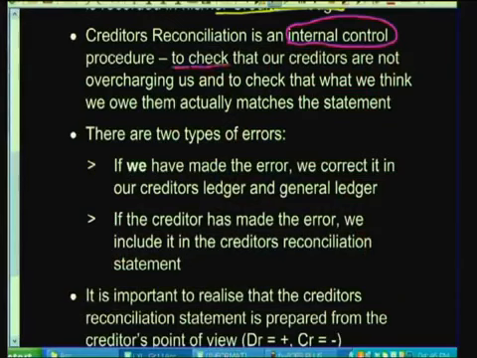Creditors reconciliation is another example of internal control, and the whole purpose of this is to check that our creditors are not overcharging us. If you think that you owe a shop 100 Rand and suddenly they send you an account for 1,000 Rand, you're going to get a huge fright because that's 900 Rand more than you think you owe them. However, if you've kept track of what you owe your creditors and you do a creditors reconciliation, as I'm going to show you later on, you're going to be able to account for the differences between what you think you owe the creditor and what the creditor thinks you owe.